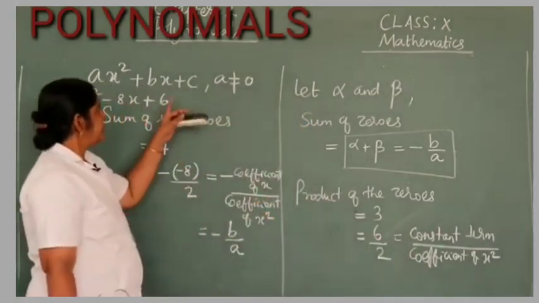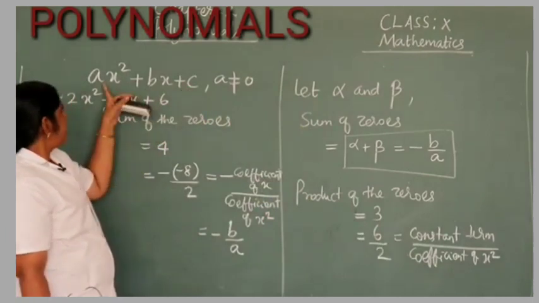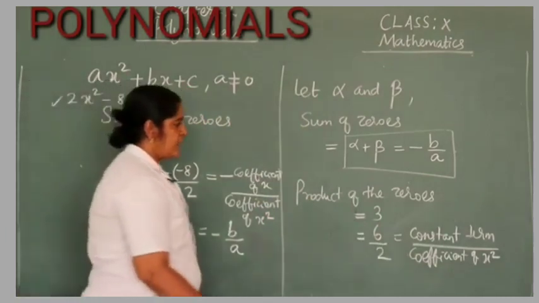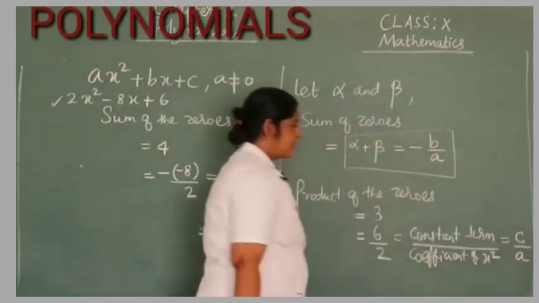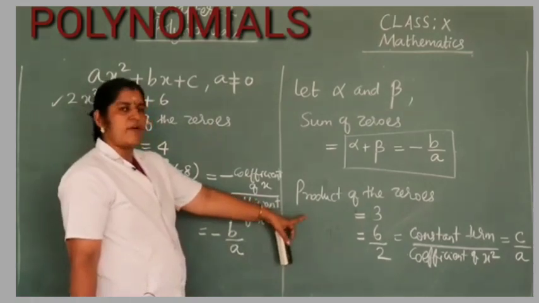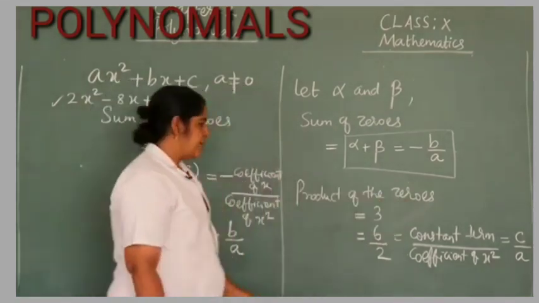In general form, what is the constant term? c. So that is equal to c by the coefficient of x square, which is a. So it becomes c by a. Therefore we can say for any quadratic polynomial, the product of the zeros is equal to c by a.